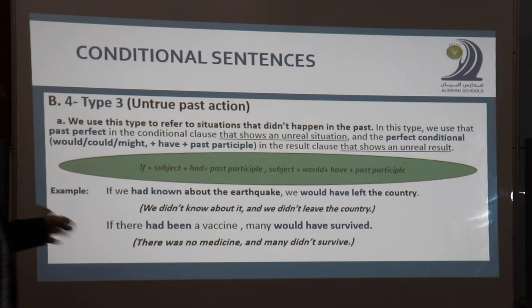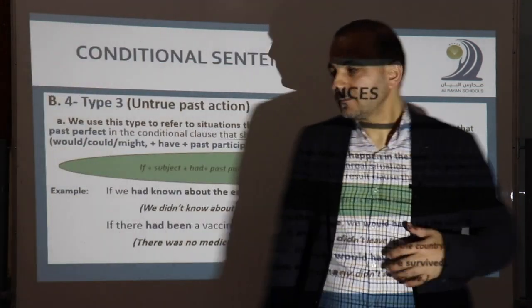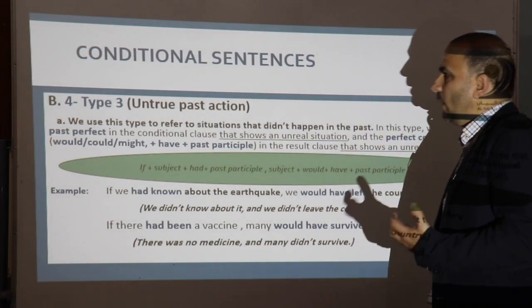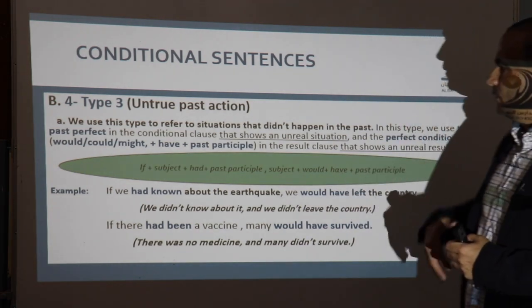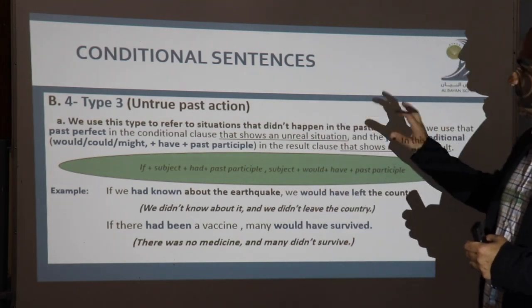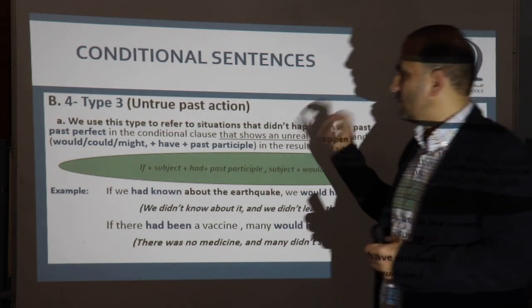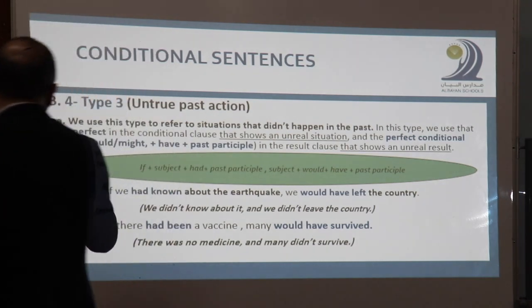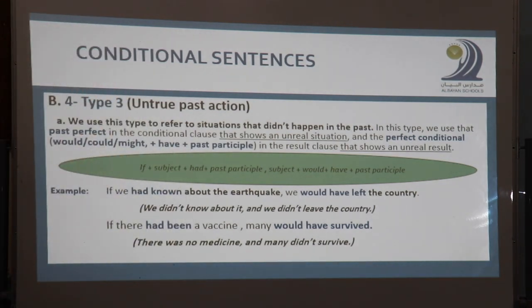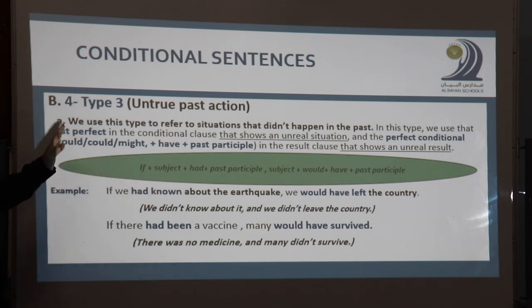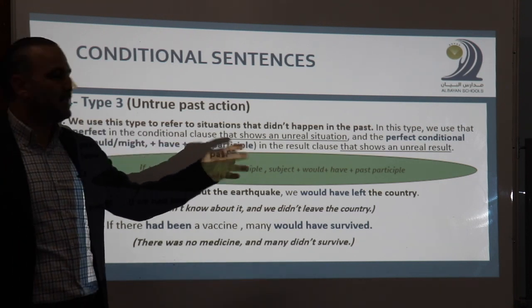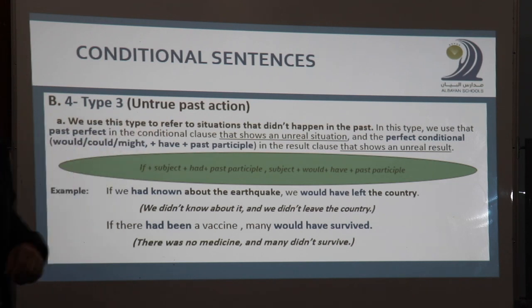Type 3. Type 3 is a very important one. Why? Because from type 2 and type 3 we move to the mixed type. So here, as we focused on type 2, let's focus more on type 3, or the untrue past action. What do you mean by untrue past action? How could it really come? So, how can we use this type? We use this type to refer to situations that didn't happen in the past.